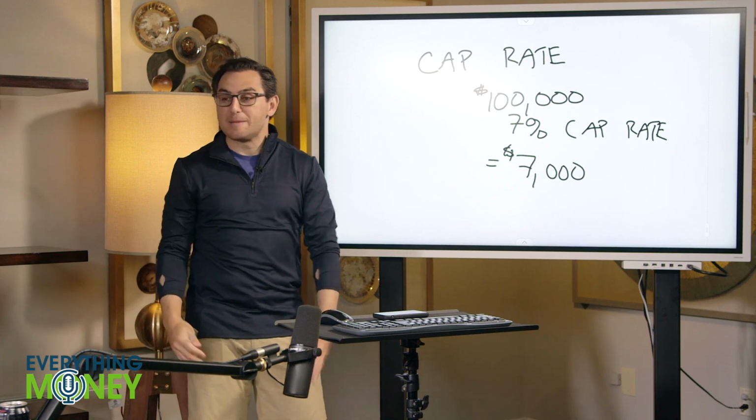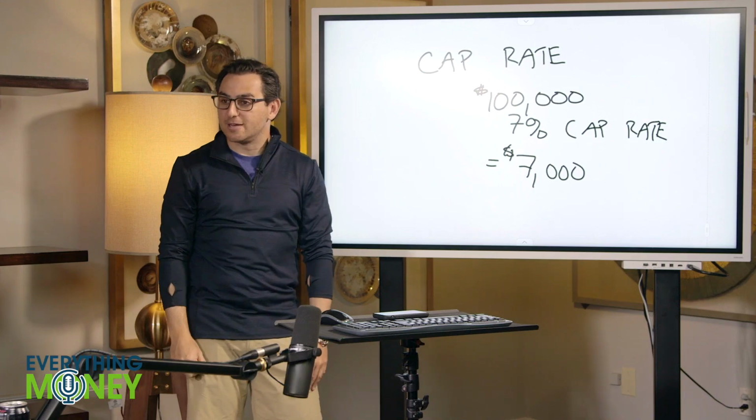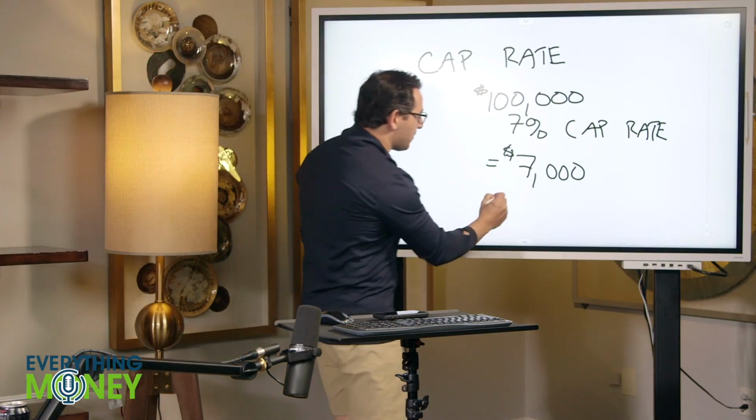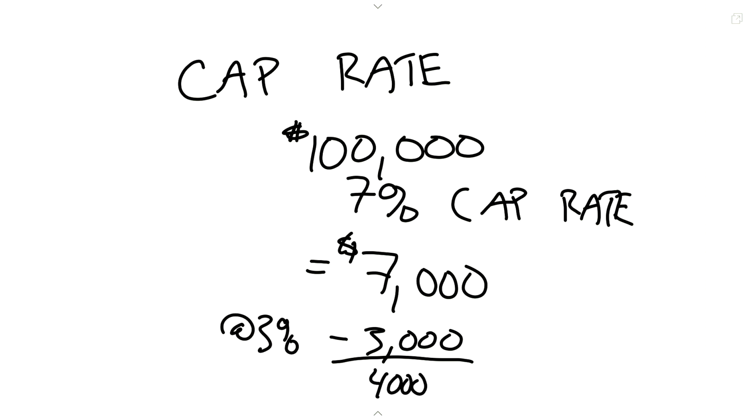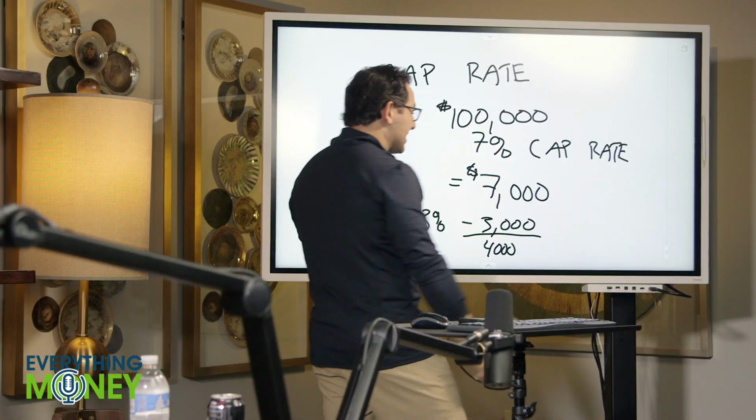So if I don't pay cash for the property and I take out a mortgage, and that mortgage is 3%, is that a good thing? Assume you don't put anything down. Say you finance the whole thing. At 3%, you're paying $3,000. You're still making $4,000. Correct?